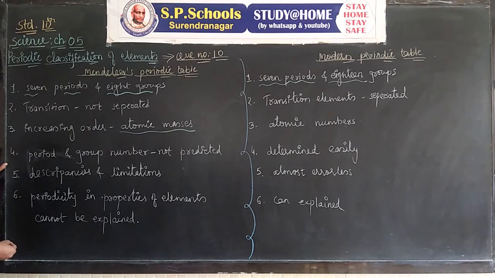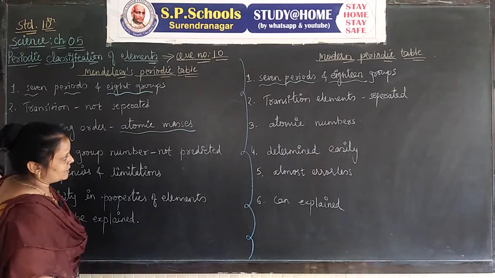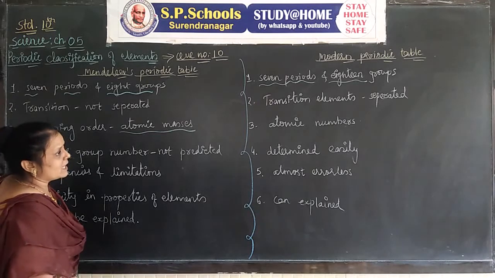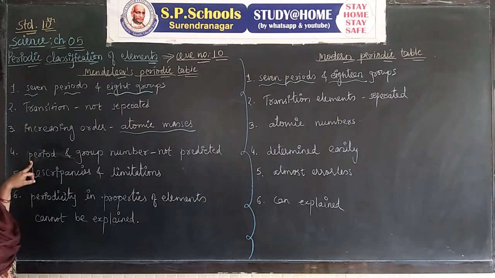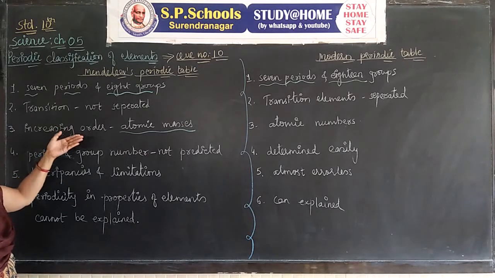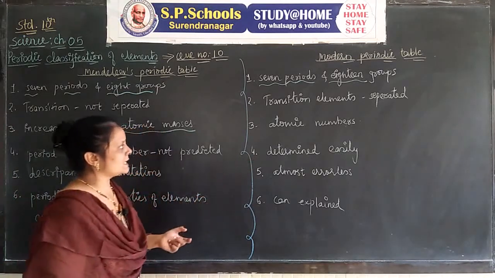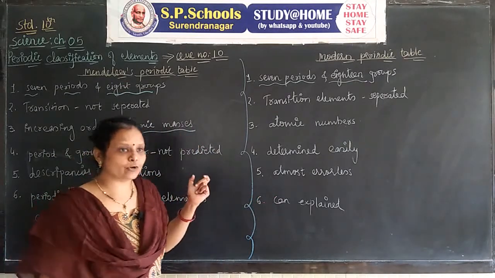In Mendeleev's periodic table, period and group number are not predicted, while in the modern periodic table, period number and group number can be determined easily, as we can see already in question number 8. Why can the period and group number not be predicted? Because the elements are arranged in increasing order of atomic masses, while here they are arranged by atomic numbers. So with the atomic number we can write the electronic configuration.